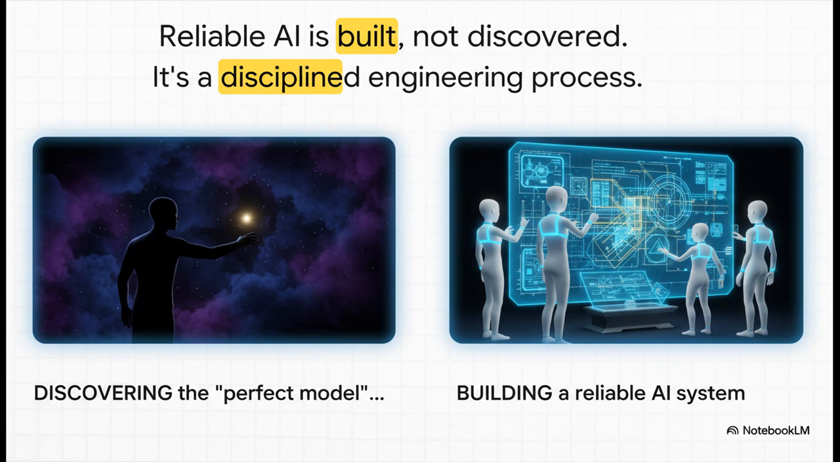So, as we wrap this up, I want to leave you with this one final thought, which really is the core of everything we've talked about today. Reliable AI is built, not discovered. The path forward isn't some treasure hunt for a perfect model that never fails. It is, and always will be, a disciplined engineering process. It's about building systems that acknowledge and manage the very real flaws that come with this powerful technology.